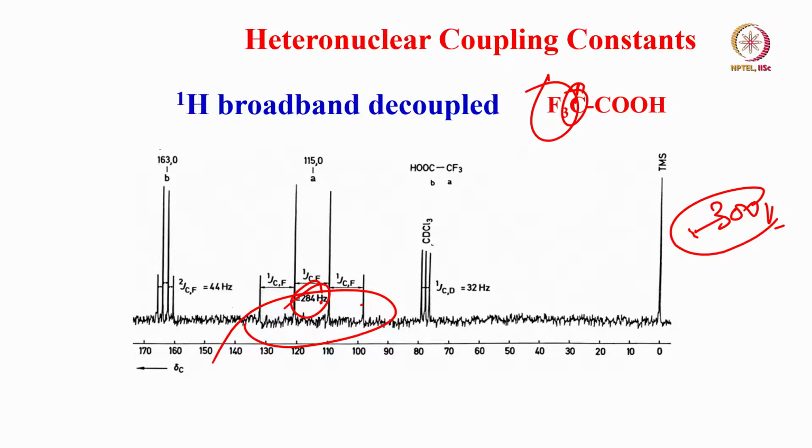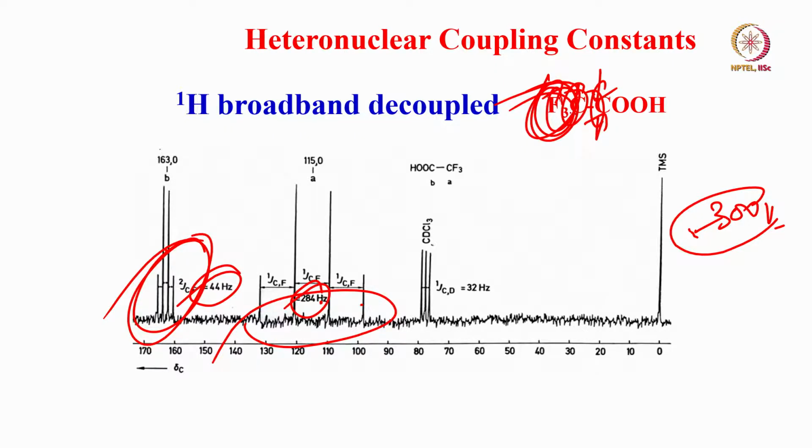Okay, that is fine. What about this carbon? Why is it a quartet? Remember, this carbon has a two-bond coupling with the fluorines. These 3 fluorines are simultaneously coupled to this carbon also. As a consequence, this carbon is going to be a quartet because of these 3 fluorines. And this coupling is very small, 44 Hertz. That is why in this quartet the adjacent line separation is small compared to the other. So these 2 quartets are because of 2 different carbons, each split into a quartet because of 3 equivalent fluorines.